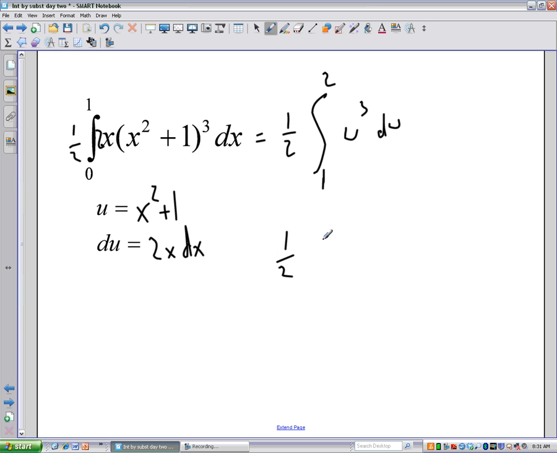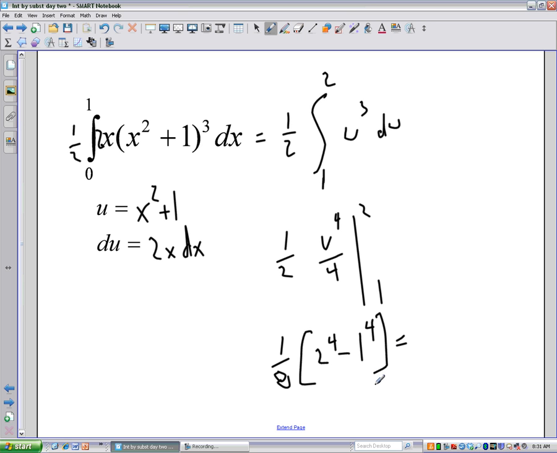So this becomes u to the 4th over 4, and I'm going to evaluate it at 2 and 1. So this is 1/8 of 2 to the 4th minus 1 to the 4th. 2 to the 4th is 2, 4, 8, 16. Minus 1. Oops, don't forget the times 1/8. So this becomes 15/8. So the advantage, in this case of doing the substitution, is I didn't have to go back through. I didn't have to do that extra little piece. I just changed everything over to the u's, and it all worked out fine.